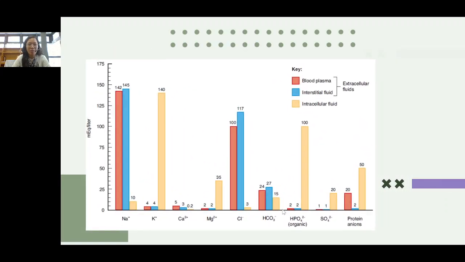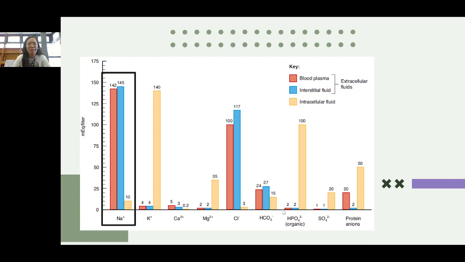So looking at your graph once again, kids, this is the sodium concentration in which, as you can see, whether it is in your blood plasma or your interstitial fluid, which both comprise your extracellular fluid, it is that high. Looking at your intracellular fluid, here, the amount of sodium that can be found in your intracellular is very small. So even if you look at your chloride here in your bar graph, chloride is around 117 and 100, but your sodium is still higher.